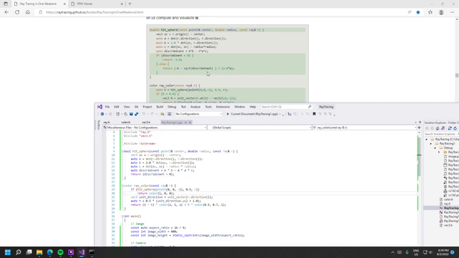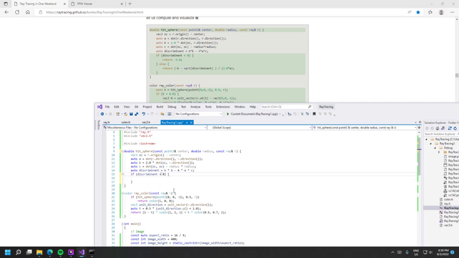Double hit sphere. Hit sphere is, oh yes, it's this function. So we are adding some parameters. We are changing it from a boolean to a double, because before we were just checking if the discriminant, which is what it's called, actually the determinant, is larger than 0. We just wanted to know if it hits the sphere or not. But now we also want to know at which point it hits the sphere. Okay, let's change this.